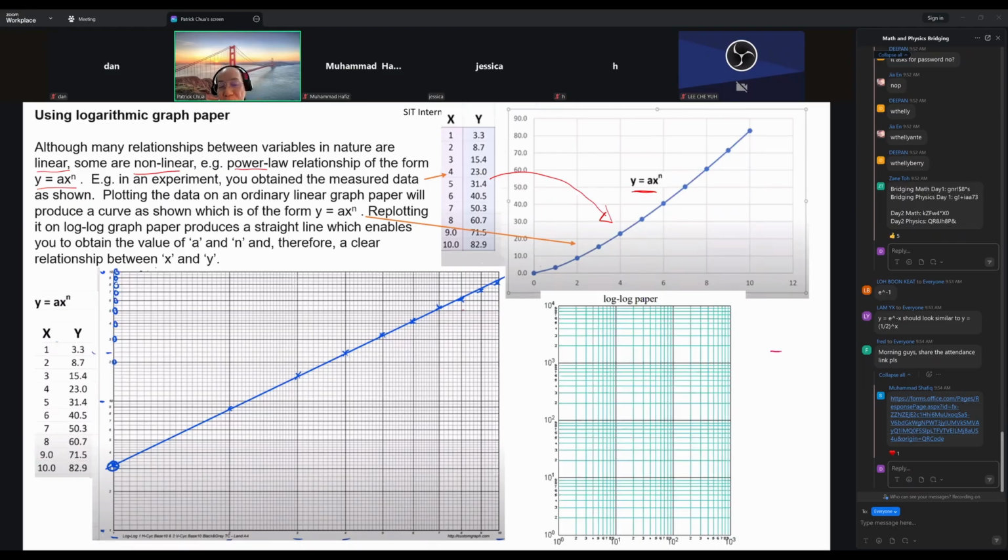Normally, researchers want to find out the value of a for this exponential curve, and the value of n. Two important pieces of information researchers want to find out. But with a curve like this, how can you find the a and n values? What do you think?